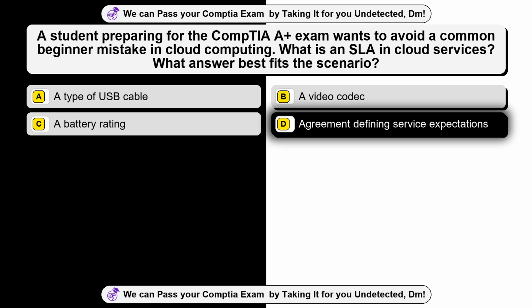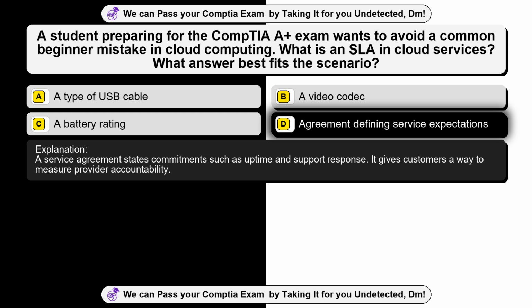The correct answer is option D, agreement defining service expectations. A service agreement states commitments such as uptime and support response. It gives customers a way to measure provider accountability.